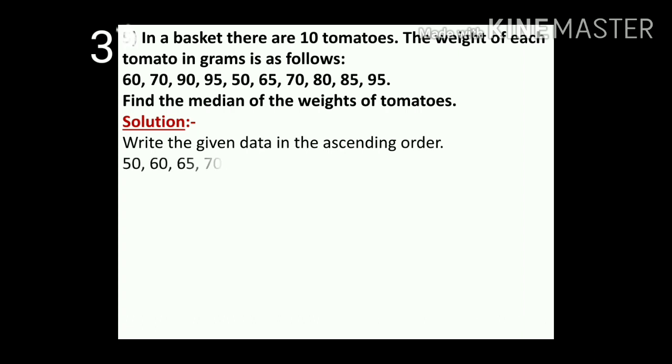Which is the smallest number here, children? 50. After that, which one is there? 60, 65, 70, 70, 80, 85, 90, 95, 95. Okay, children. The first step, we have to arrange the data in ascending order. Now, children, n equal to 10. We have to count the numbers. How many total numbers are there, children? 10. So 10 is even or odd? Even. So whenever it is even, children, we have to find the average of the middle two numbers.